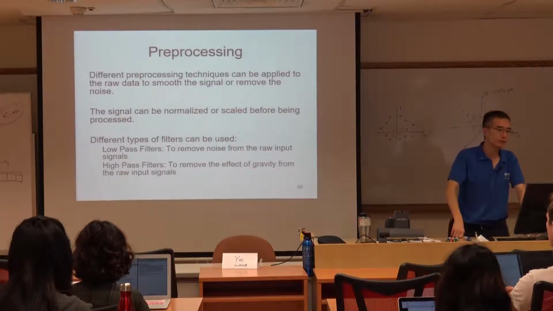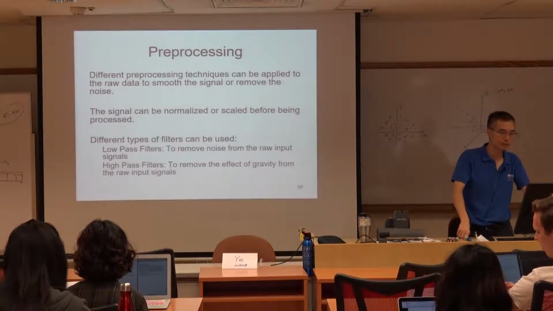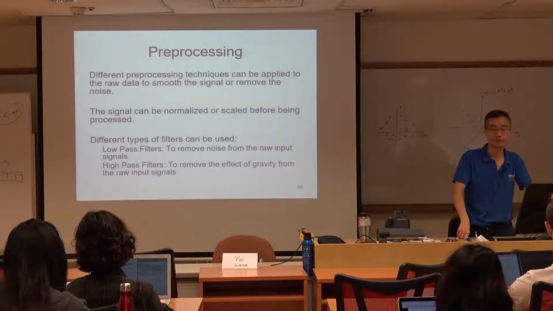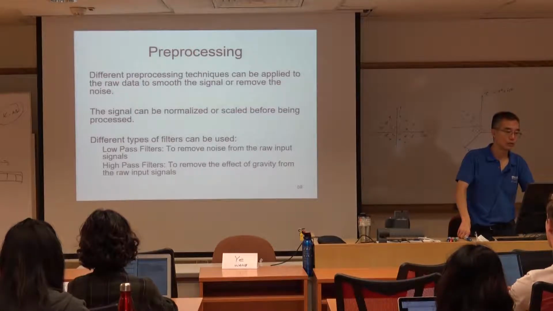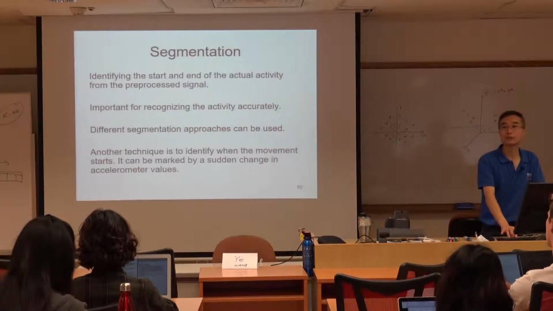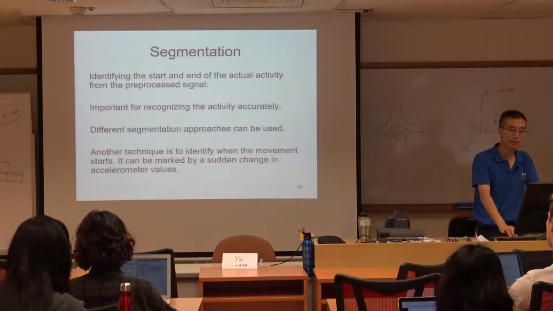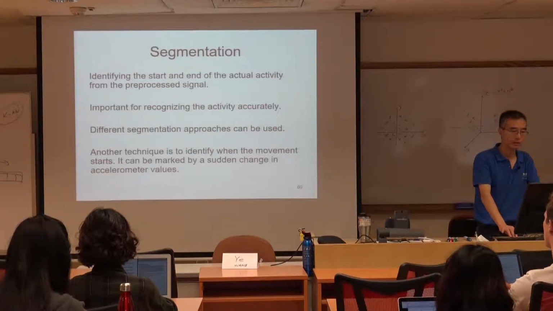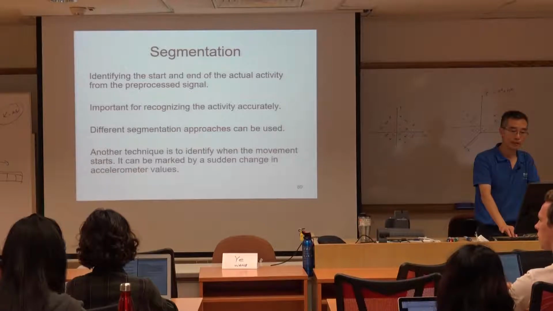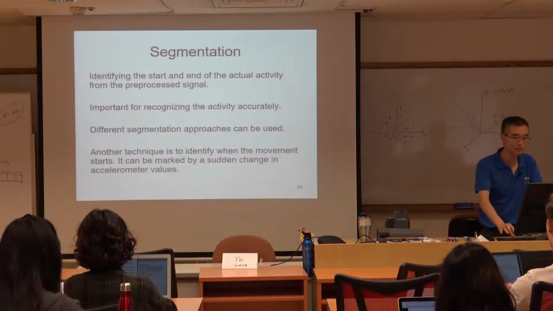Pre-processing is kind of important, and it can be applied to the raw data to smooth the signal and remove the noise. You can use, for example, a low-pass filter and a high-pass filter, stuff like this. Segmentation is a very important step as well. Identify the start and end of the actual activity from the pre-processed signal. It is important to recognize the activity accurately, and different segmentation approaches can be used.